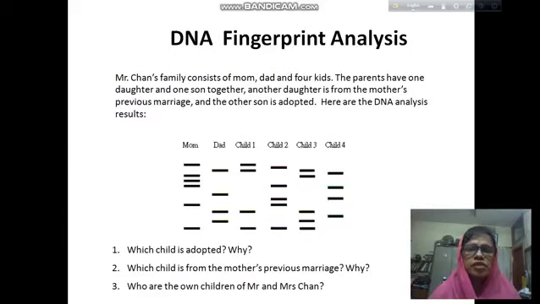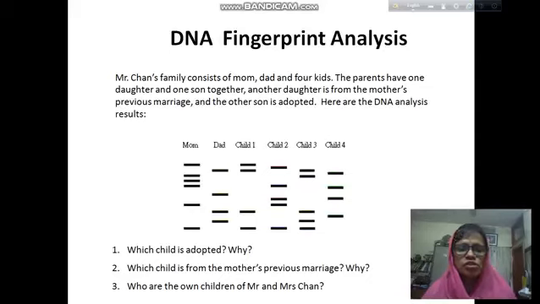DNA fingerprint analysis. Mr. Chan's family consists of mom, dad, and 4 kids. The parents have one daughter and one son together. Another daughter is from the mother's previous marriage, and the other son is adopted. Here are the DNA analysis results. Which child is adopted? Why?